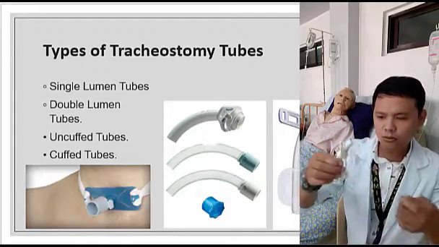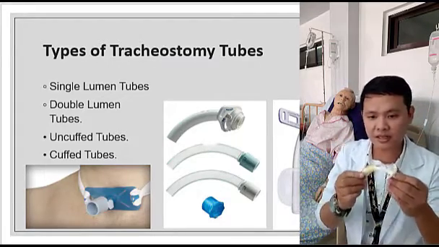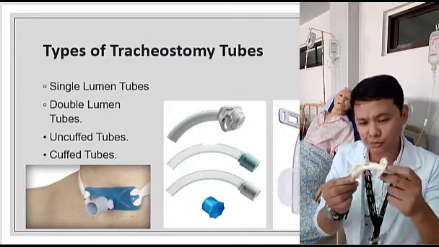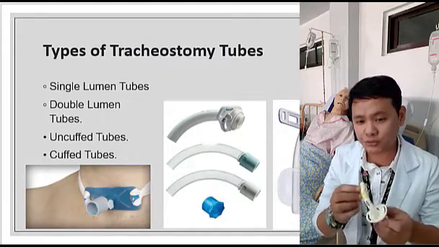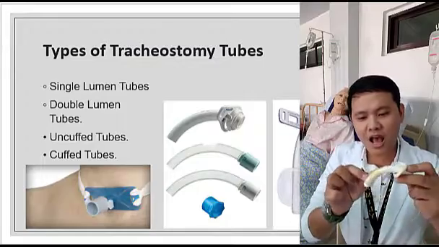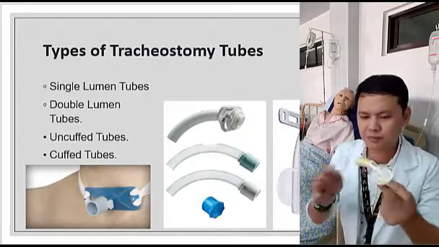This one is also double lumen, but this one is plastic. Aside from that, it is a cuffed tube. Okay, why is it called a cuffed tube? Simple. Okay, it has a cuff here. Okay? What is this cuff for?